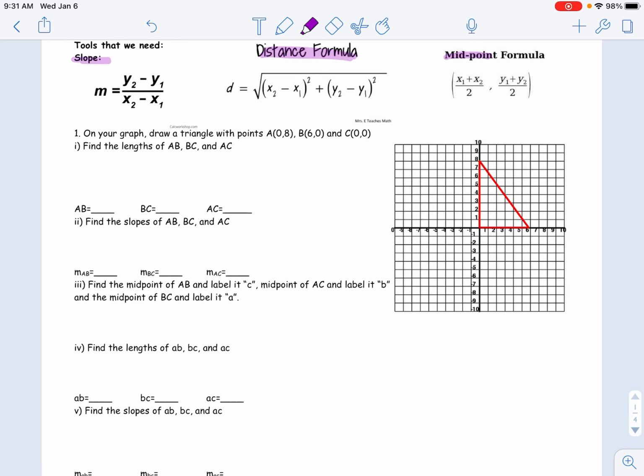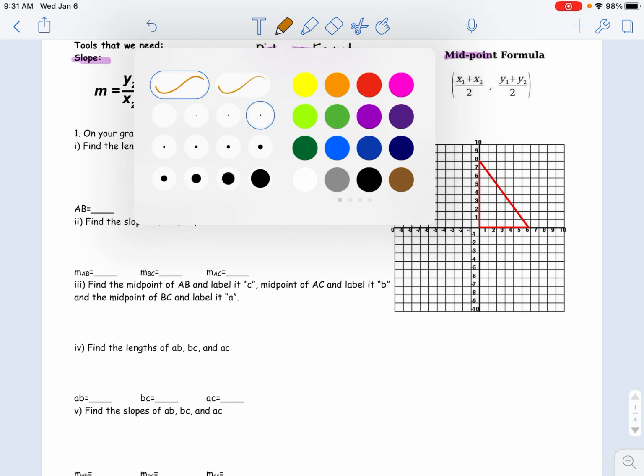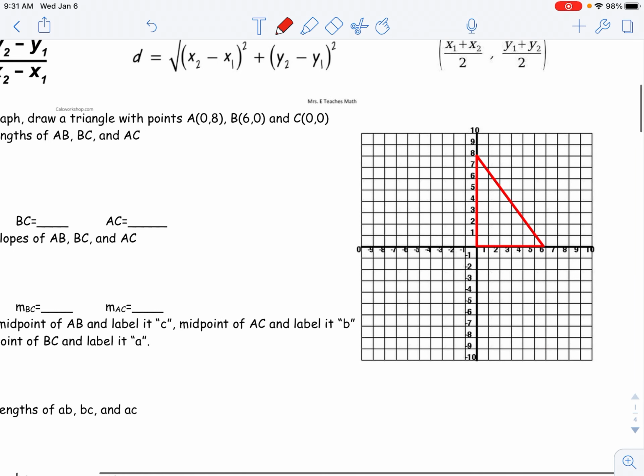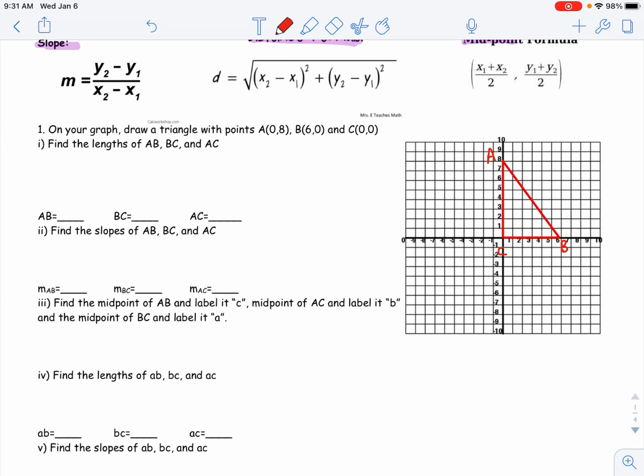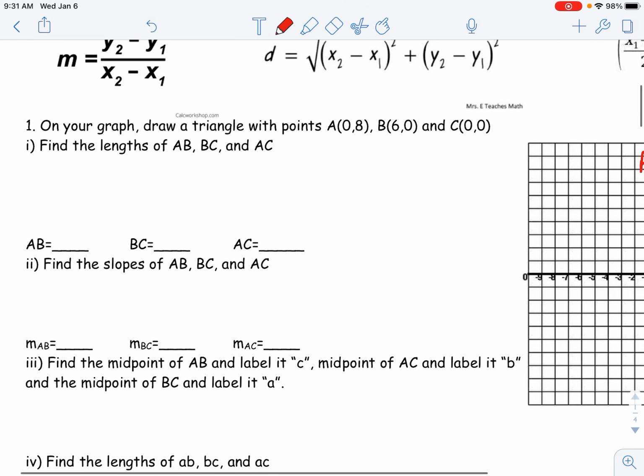On the graph, we're going to draw a triangle with points. They're already there. Let's just label them. All right. So A is at (0, 8), so I'm going to call that A. B is at (6, 0), so I'm going to call that B. And C is (0, 0). All right, so we have this beautiful triangle, and we're going to find the lengths of AB, BC, and AC. Now, I purposely made the triangle the way I did.